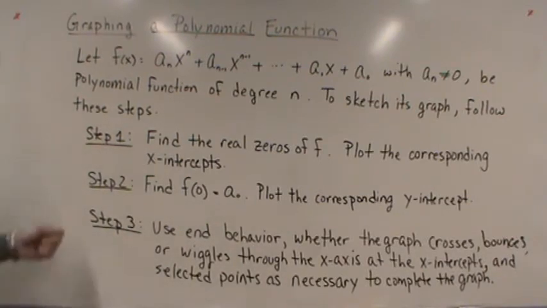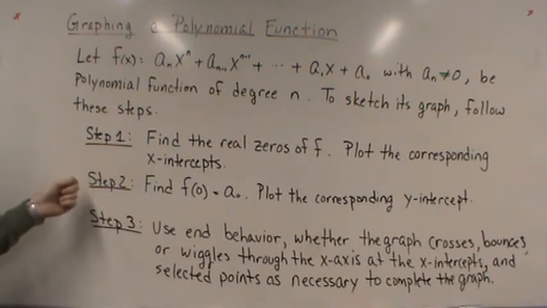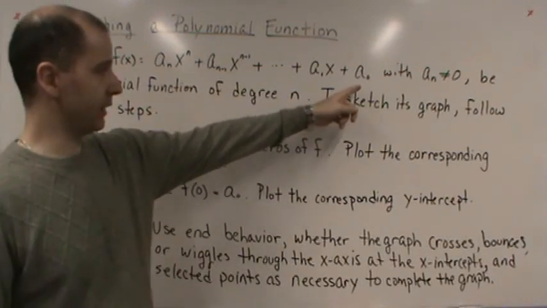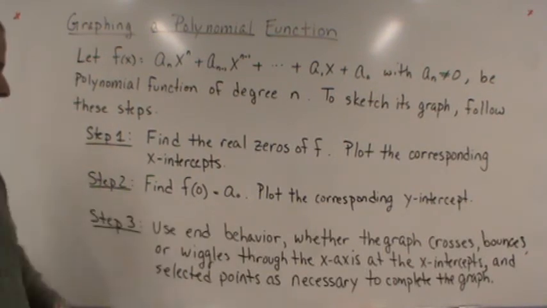So again, step 1, find all the x-intercepts by finding all the zeros of the polynomial function. Step 2, find the y-intercept by plugging in 0. In other words, it's just going to be the constant term. It'll be 0, comma a sub 0.